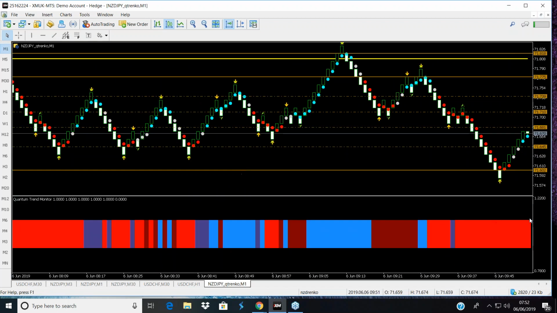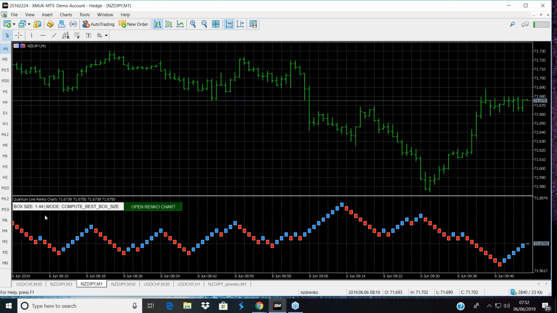And it's reflected also on the Renko. Now, the Renko doesn't have time. All it is set to is a value for the individual bricks. In fact, I don't know, let me see what the value is here. Let's have a look. It's actually set at 1.44. I haven't set this. This is what the indicator has set it to.